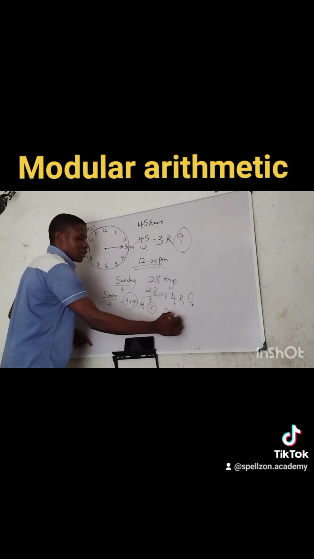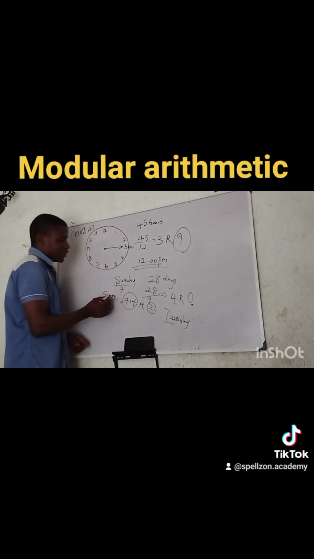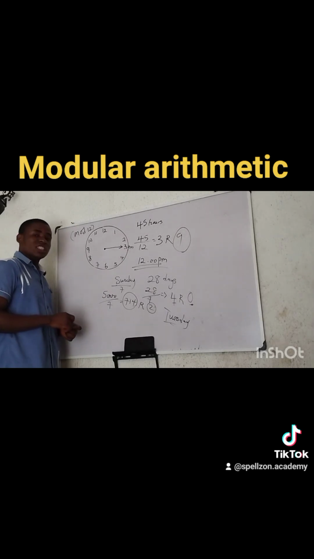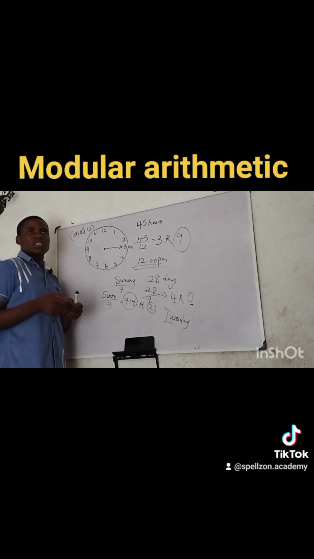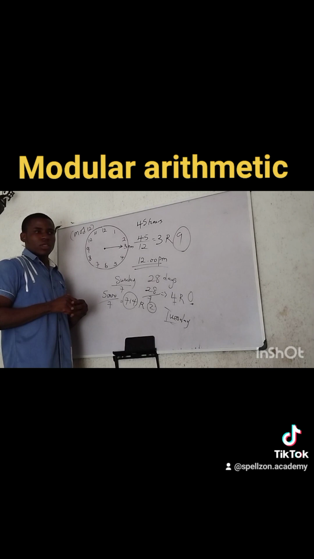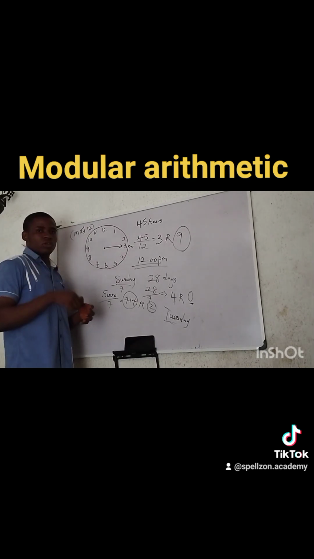Now let me ask you, how many years is 5,000 days? Press it on your calculator. A year is 365 days, so 5,000 divided by 365 is approximately 13 years. By the time you are watching this video, you must have gotten married.